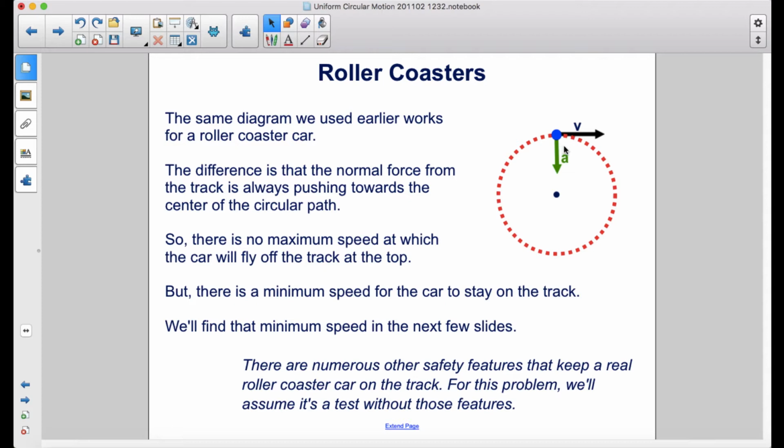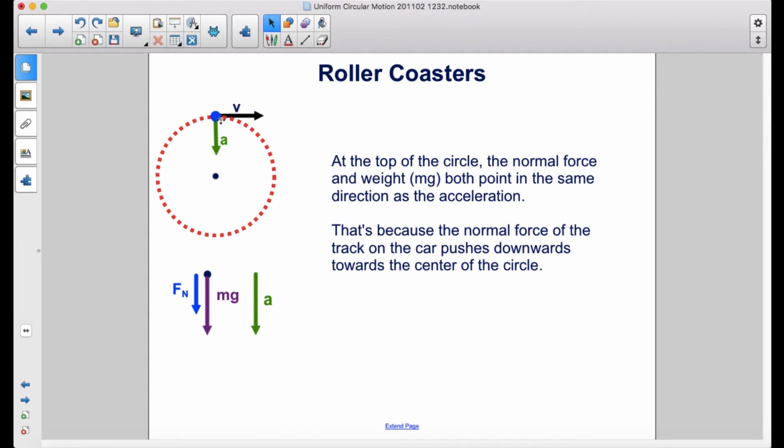There are numerous other safety features that keep a real roller coaster car on the track. For this problem, we'll assume it's a test without those features. At the top of the circle, the normal force and weight both point in the same direction as the acceleration. That's because the normal force of the track on the car pushes downwards towards the center of the circle.